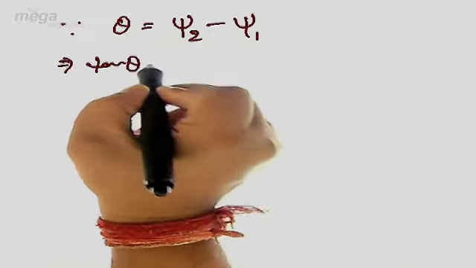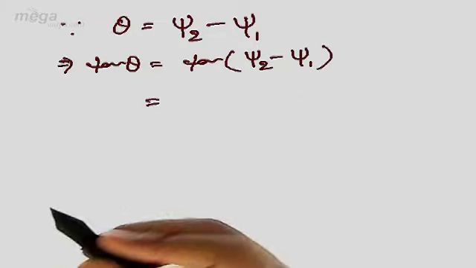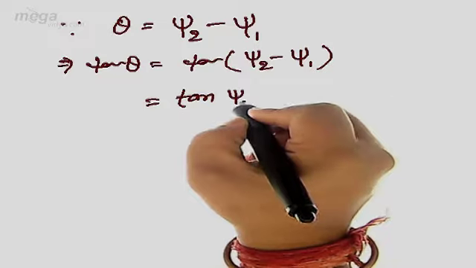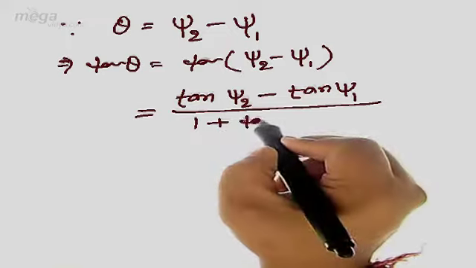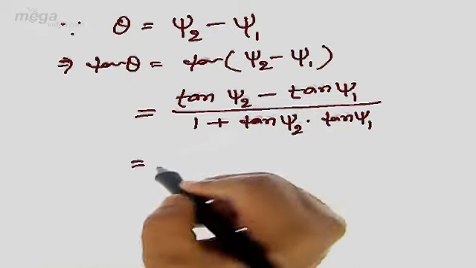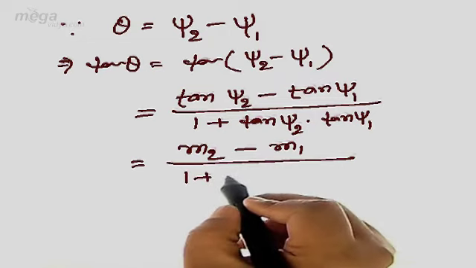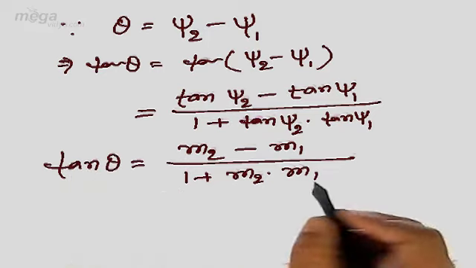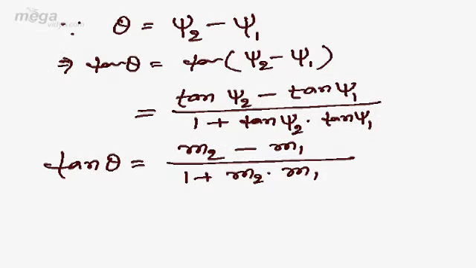Therefore tan theta is equal to tan of (psi 2 minus psi 1), which, using the identity for tan (A minus B), becomes (tan psi 2 minus tan psi 1) divided by (1 plus tan psi 2 into tan psi 1). When you substitute tan psi 2 as m2 and tan psi 1 as m1, using the identity tan theta is equal to (m2 minus m1) upon (1 plus m2 m1), you can find out the value of theta.